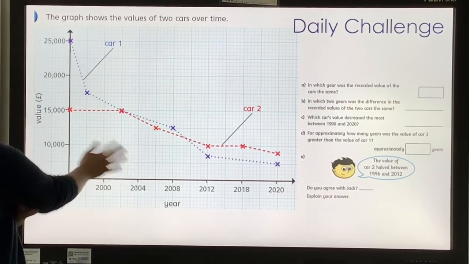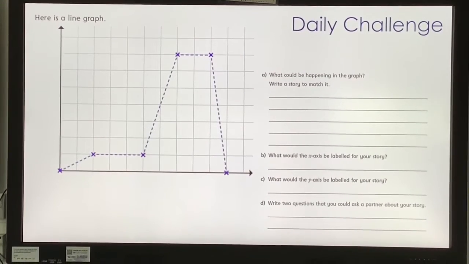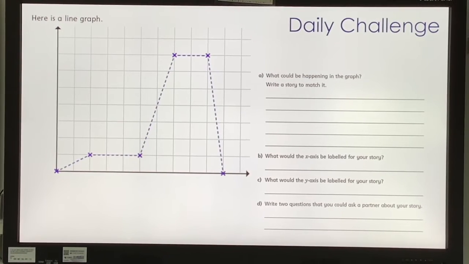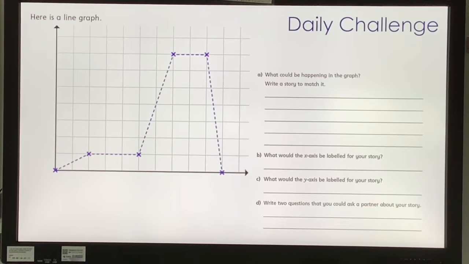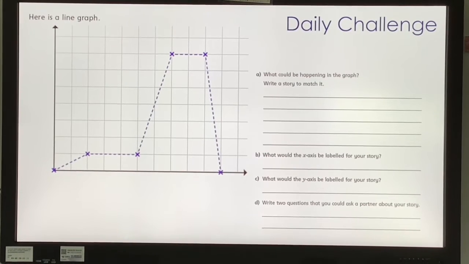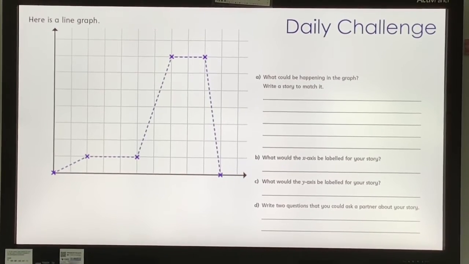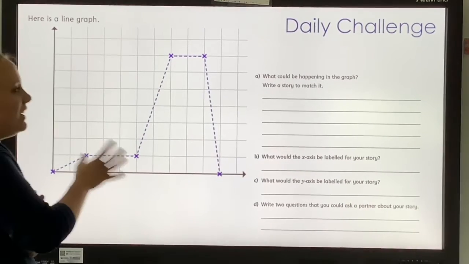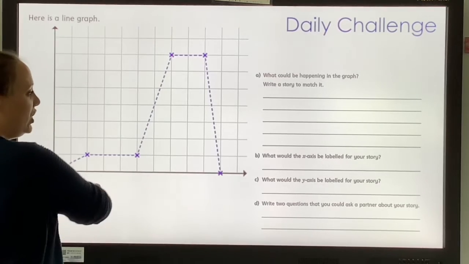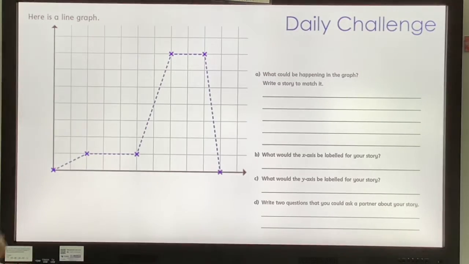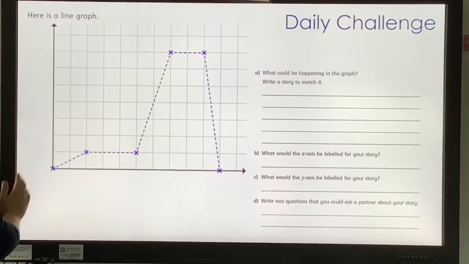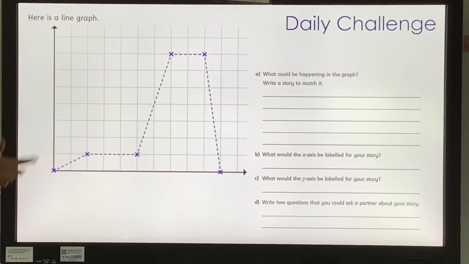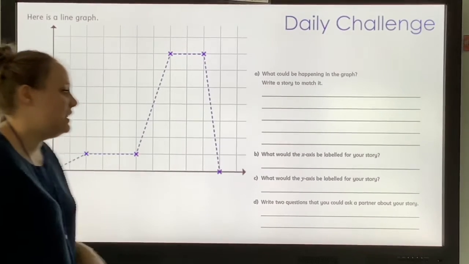So, problem 2. Here is a line graph. What could be happening in the graph? So this is a bit of fun. Come up with it, it's your chance to invent what is happening in this graph. So, write a story to match it. What could the label for the x-axis be? What could the label of the y-axis be? And then have a go at writing the story, and then write 2 questions that you could ask a partner about in your story.